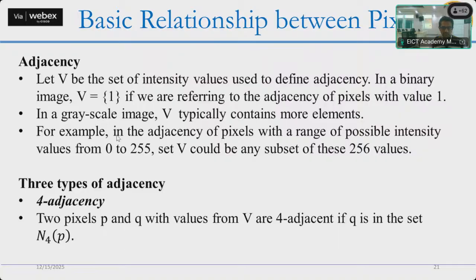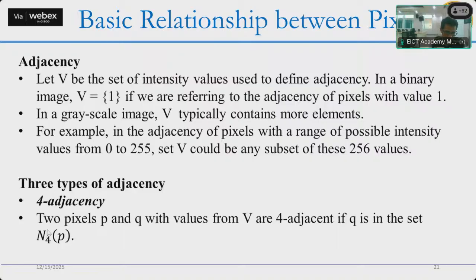In the adjacency of pixels with the range of possible intensity values from 0 to 255, set V could be any subset of these 256 values. So 3 types of adjacency are there, where 4 adjacency we have just seen in the last diagram. If you have 2 pixels P and Q with values from V, they are 4 adjacent if Q is in the set N4(P). What does this represent?